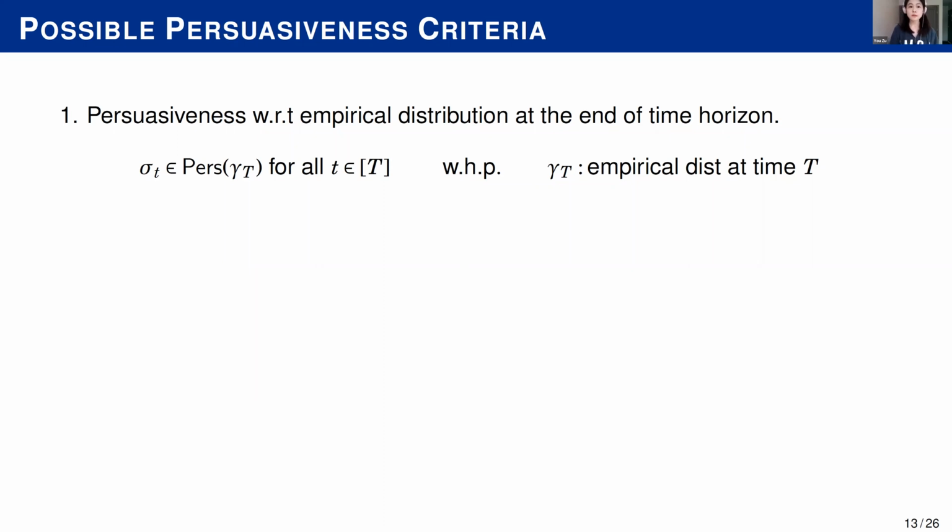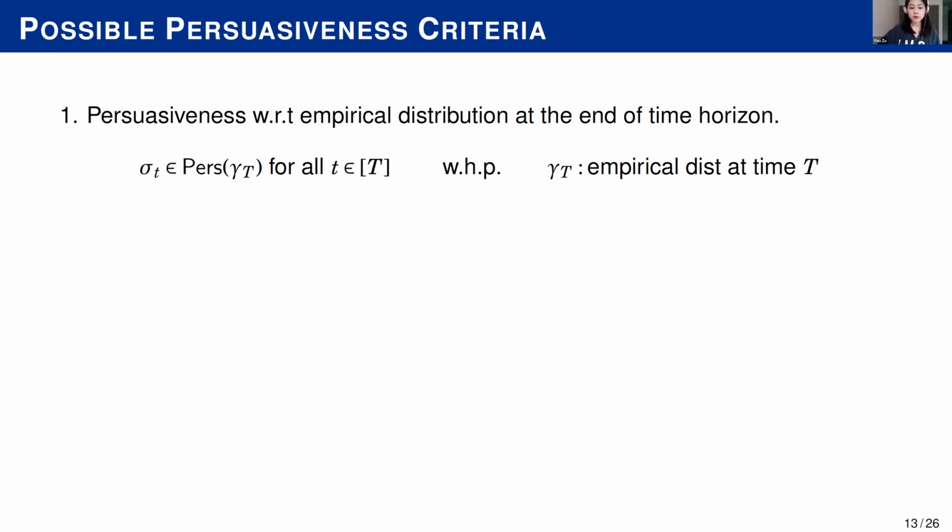This might be a reasonable condition in the unknown distribution setting, because at the end of the time horizon, if there is a requirement for verification, the sender can check back, see if all the chosen signaling mechanisms are persuasive with respect to the eventual empirical distribution.